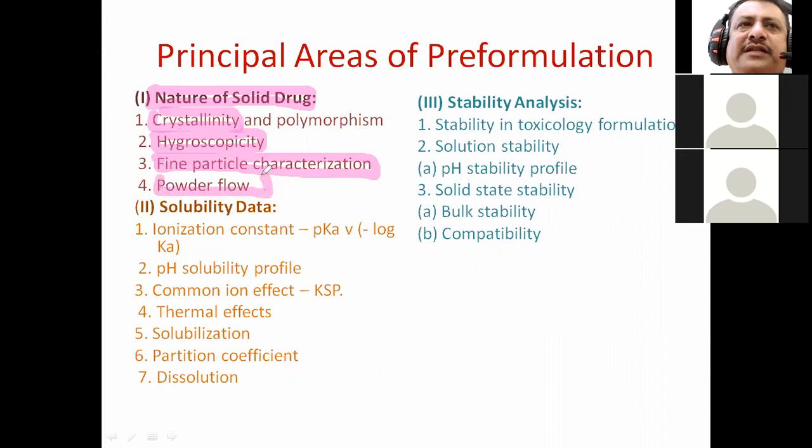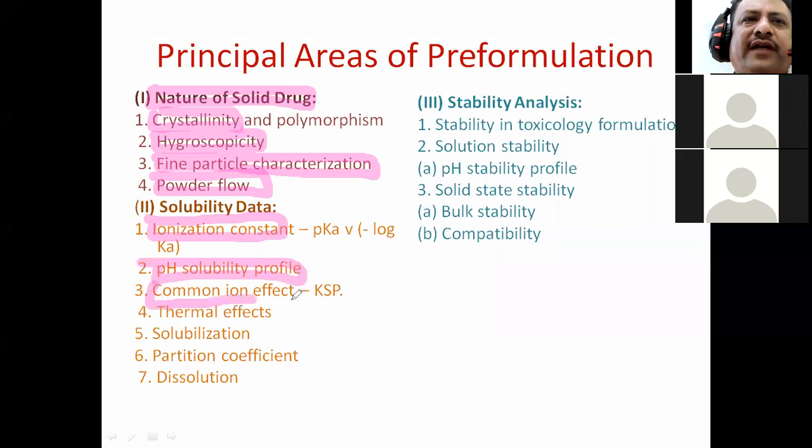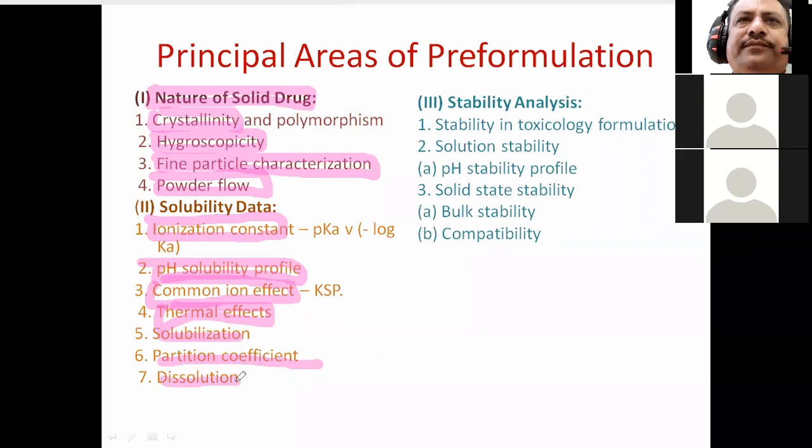Then the flow properties of the drug, that is the powder flow. Then we have the solubility data. Now when we talk about solubility data, we are going to study the ionization constant, that is pKa, then pH solubility profile, then common ion effect, thermal effects, solubilization, partition coefficient, and dissolution. Then we have stability analysis.